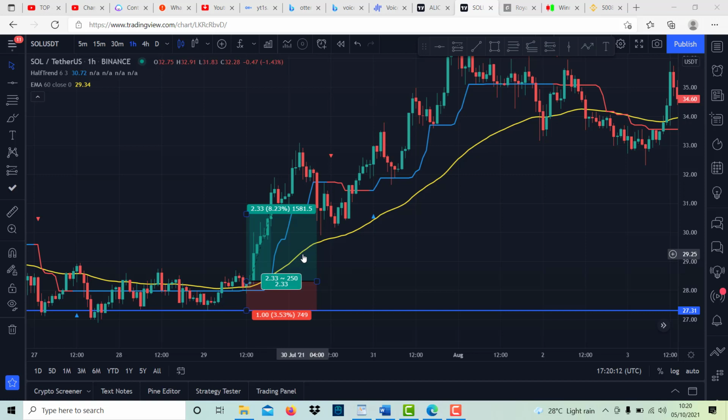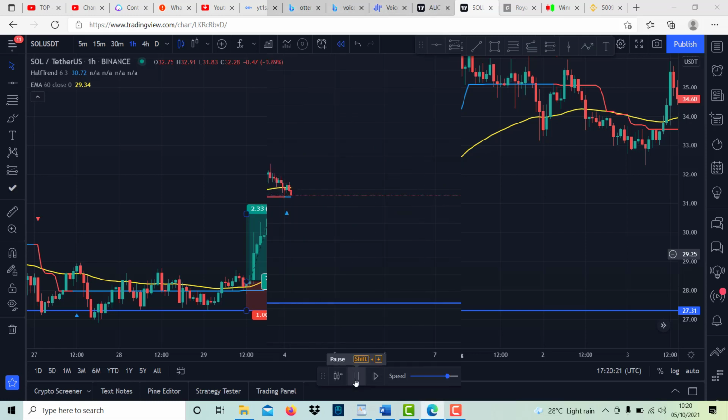In a trade like this, where your stop loss is high, always use smaller leverage, like 5 to 10x leverage if you are trading futures. Now, let us try some other examples.